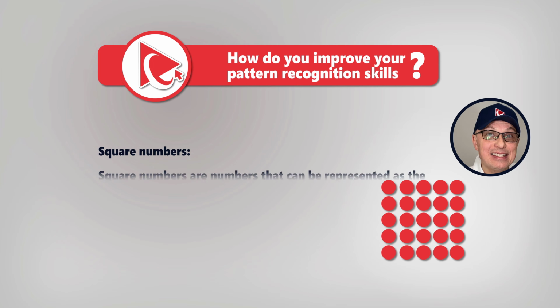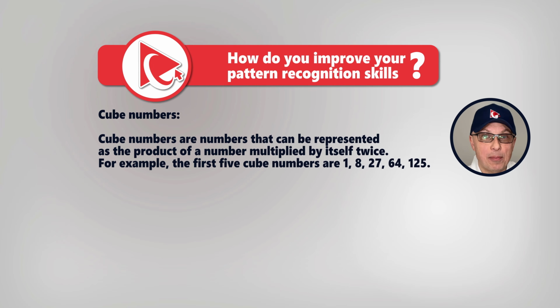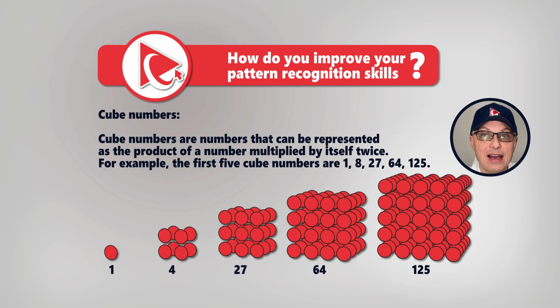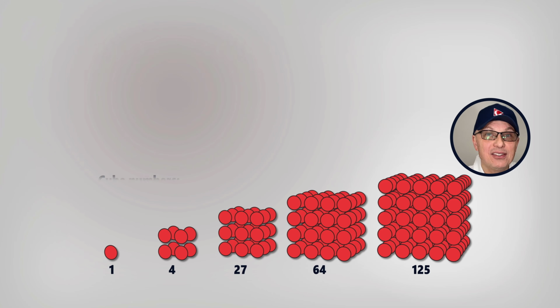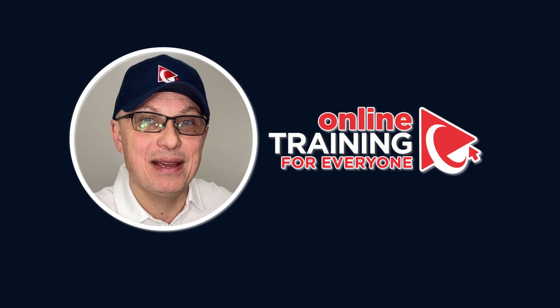And last but not least on my list are cube numbers. Cube numbers are numbers that can be represented as a product of a number multiplied by itself twice. For example, the first 5 cube numbers are 1, 8, 27, 64, and 125. Because 1 cube is 1, 2 cube is 8, 3 cube is 27, 4 cube is 64, and 5 cube is 125. Do you know any other interesting numerical patterns I didn't mention here?